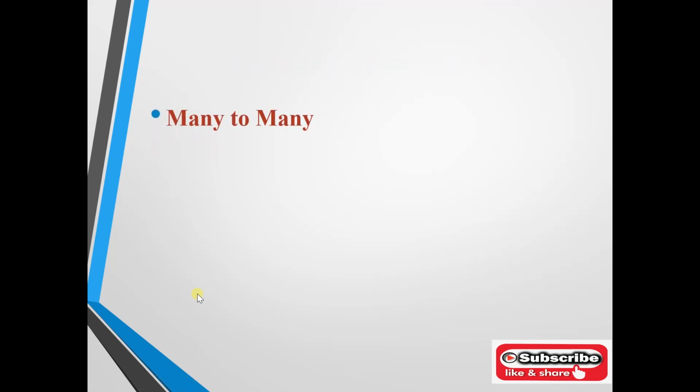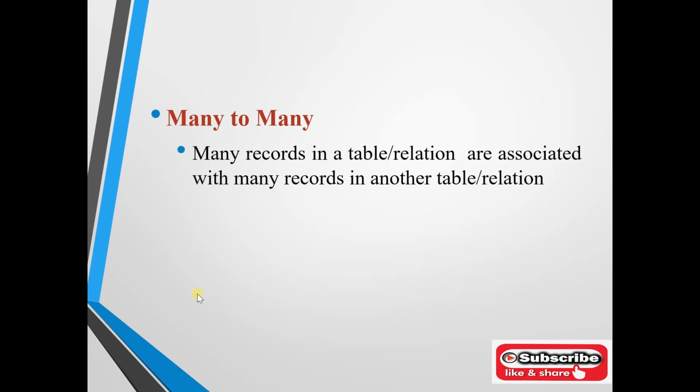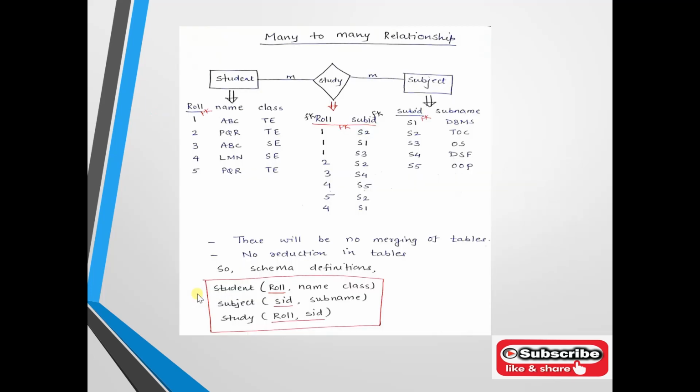Then what is many to many? Many records of a table are associated with many records of another table. That is nothing but many to many. And the best example of many to many is many students are studying many subjects. This is the best example. And with the same example, I will explain how to convert an ER model into a relational model.